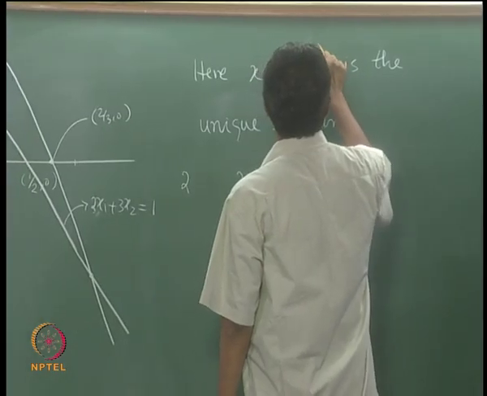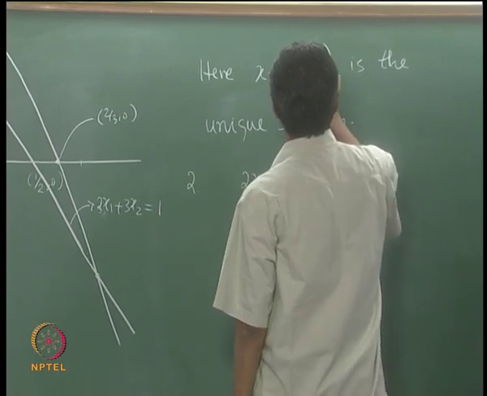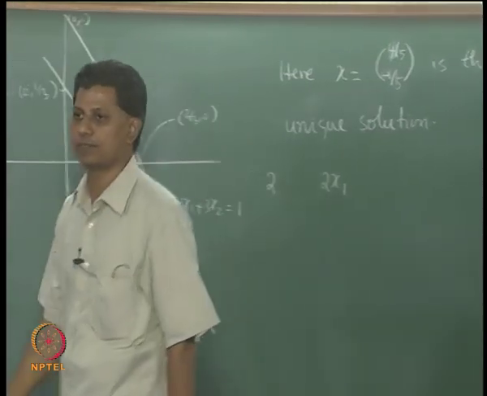So 4/5, minus 1 by 5. That is a unique solution.